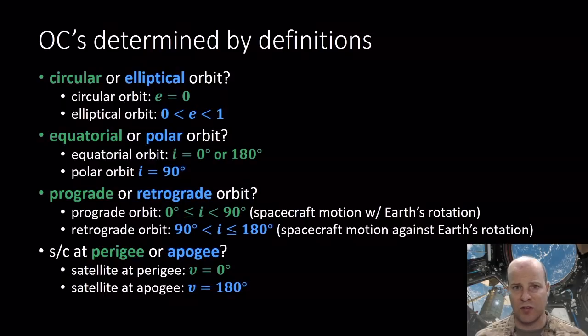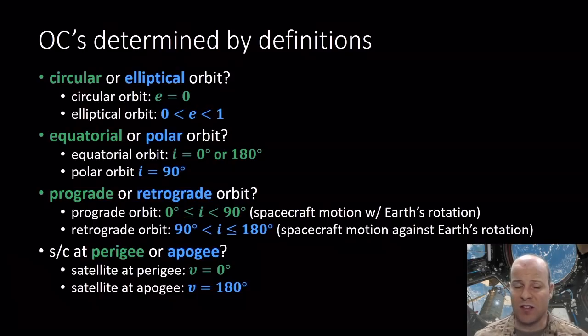Prograde or retrograde, those are two terms that you may not have heard yet, but prograde basically means that the spacecraft is traveling in the same direction as the Earth's rotation. And prograde orbits, by definition, have inclination values between 0 and 90 degrees. Retrograde orbits have spacecraft motion against Earth's rotation and have inclinations of between 90 and 180 degrees.